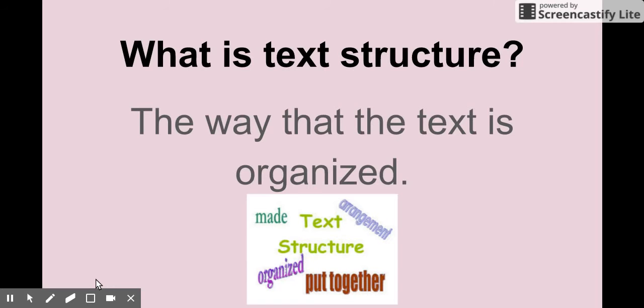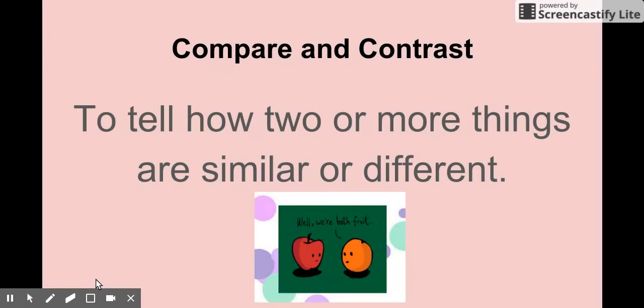Now, this is very important that we know what the text structure of a particular text is, because once we know how the author has organized the text, we get a clue of what the main idea or what the author wants you to look for. So that's why it is very important. This is the relevance of learning about text structure, so that you can know why the author has that text presented in that particular way.